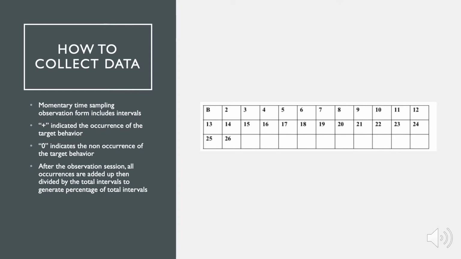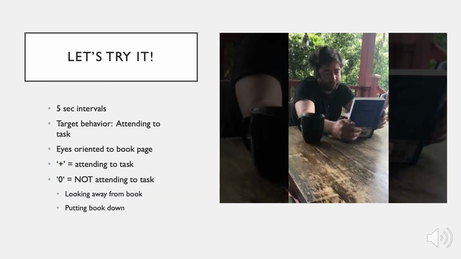So how are we going to collect data today? A plus indicates an occurrence of the target behavior, and a 0 indicates the non-occurrence. And then after that, all the occurrences are added up, then divided by the total intervals to generate the percentage of total intervals. So let's go ahead and try it.